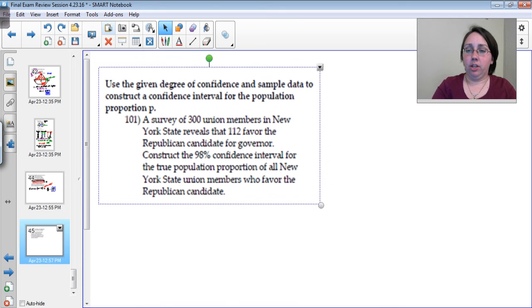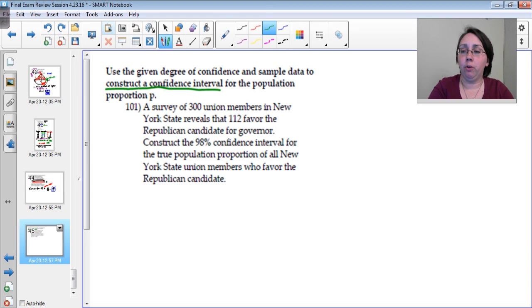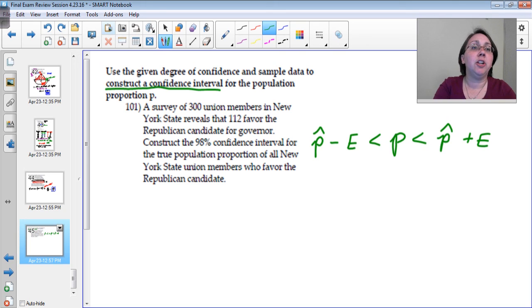All right. Use the given degree of confidence and sample data to construct a confidence interval for P. So, P is in between what? Who is the best point estimator of P? P hat is the best point estimator. So you're going to get P hat, subtract your error from that and add your error. This is going to be the interval that estimates P.